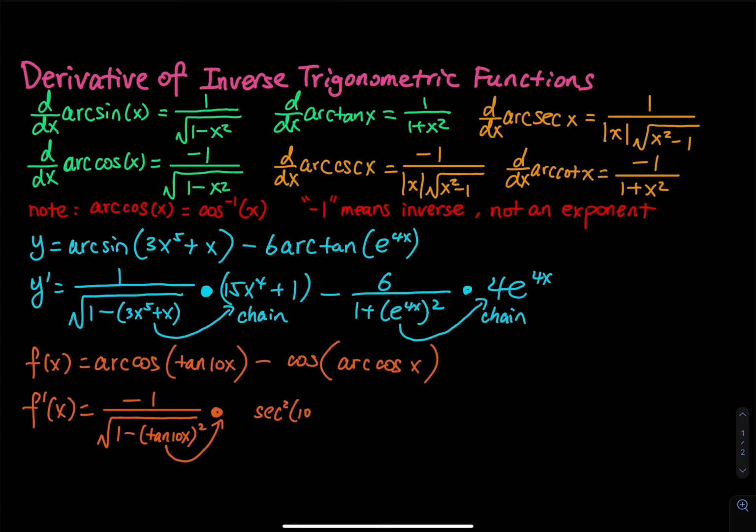No, the derivative of tan x is secant squared x. So for this, you just use a chain rule. And then from tan x to x, you use a chain rule as well. So that takes care of the arc cosine.